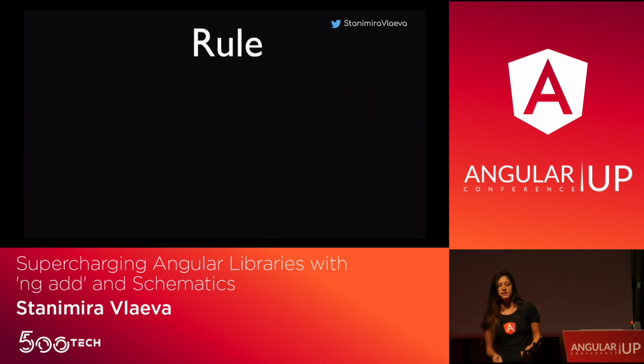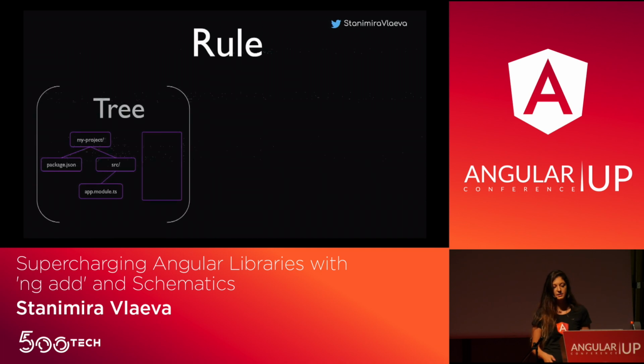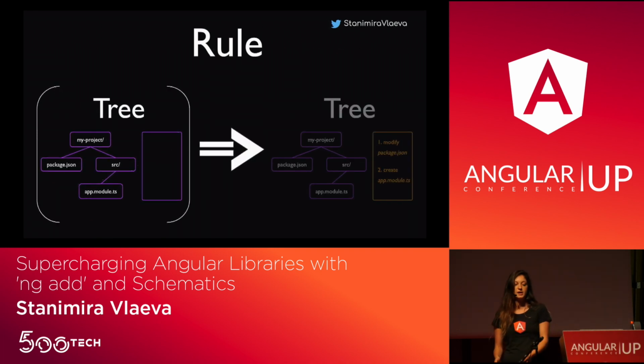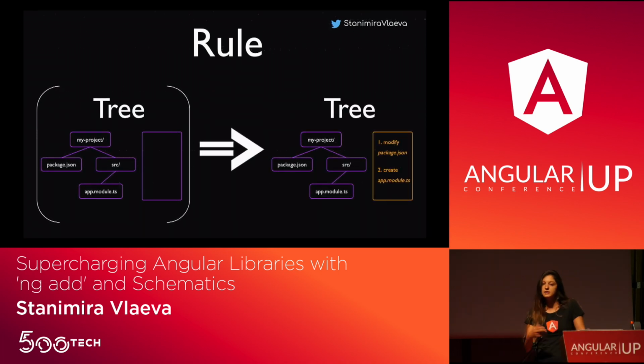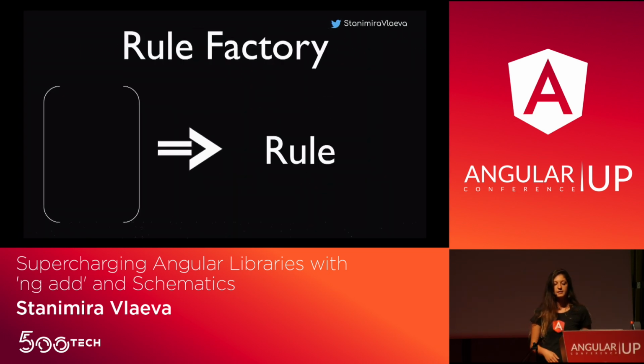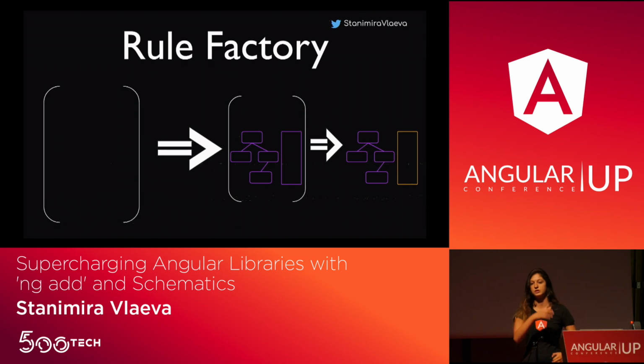And a rule is a function that takes a tree and returns another tree. The idea is that you will do some modifications to the base, register them as actions automatically, and then these actions will be applied to the base. So we have a function that takes a tree and returns another tree. Then we have a rule factory, which is a function which returns a rule, which essentially means that we have a function which returns a function which takes a tree and which returns a tree.